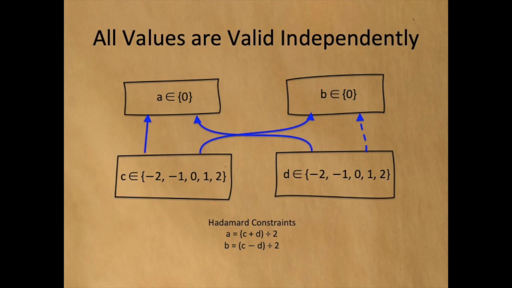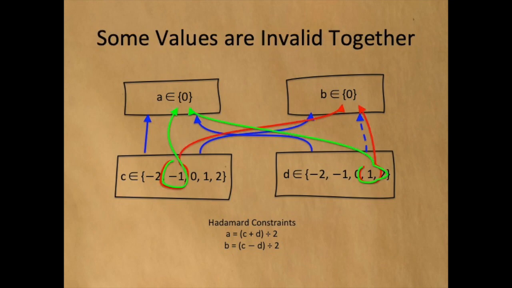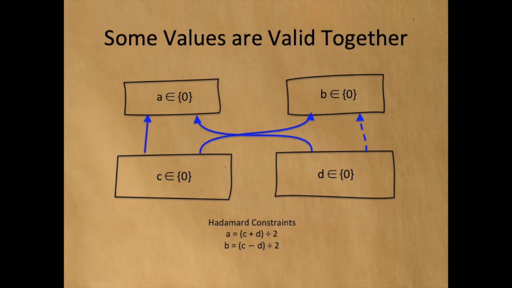However, if we require that the values for C and D produce values for A and B at the same time, then only one pair works. So let's take the pair C equals -1 and D equals 1. A equals -1 plus 1 divided by 2, which equals 0. That works. However, B would be -1 minus a positive 1 divided by 2, which equals -1. That fails. So -1 and 1 do not simultaneously produce a valid A and a valid B. In this case, the only valid pairs are C equals 0 and D equals 0.